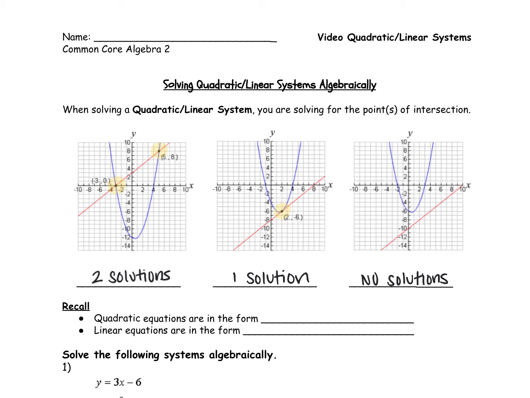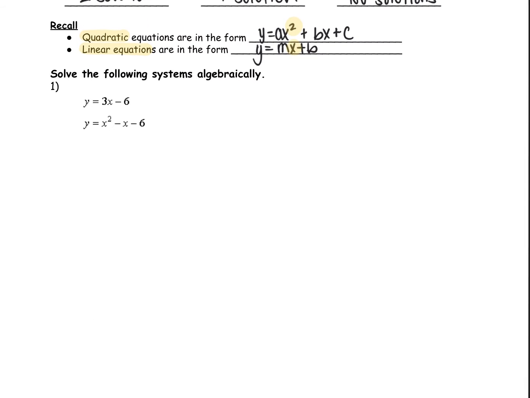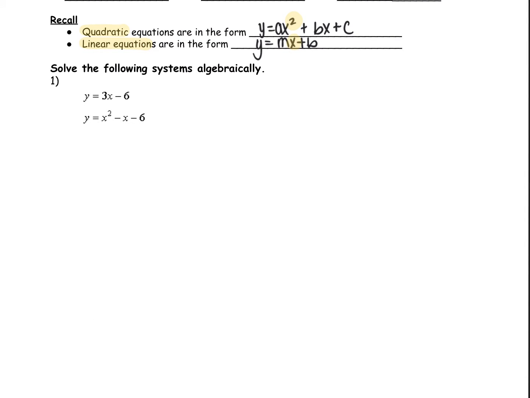So in order to decide which equation is which, we need to recall that quadratic equations are in the form y equals ax squared plus bx plus c, and all lines are in the form y equals mx plus b. So really the main difference to decide is if I have a squared, it's usually a quadratic, and if I just have a regular x, it's a linear equation. So what we're going to do algebraically is find and solve the systems of equations.